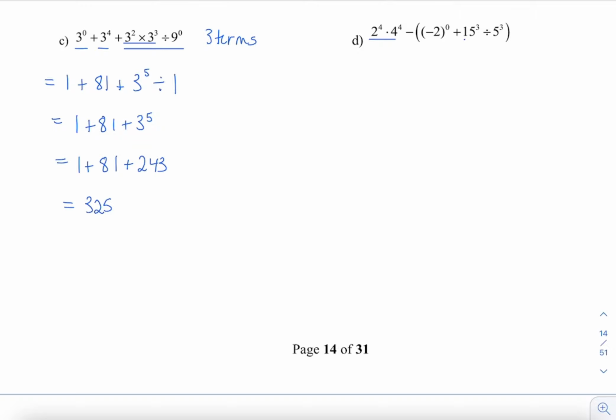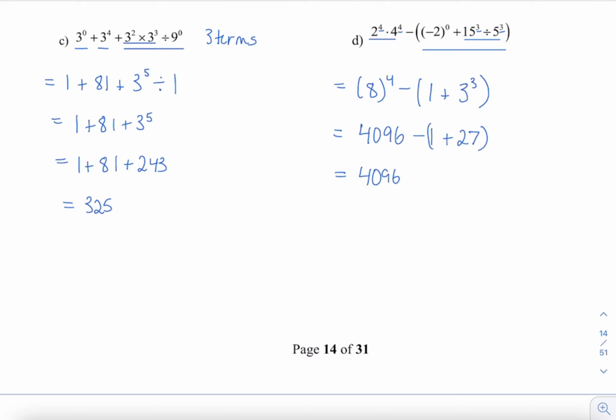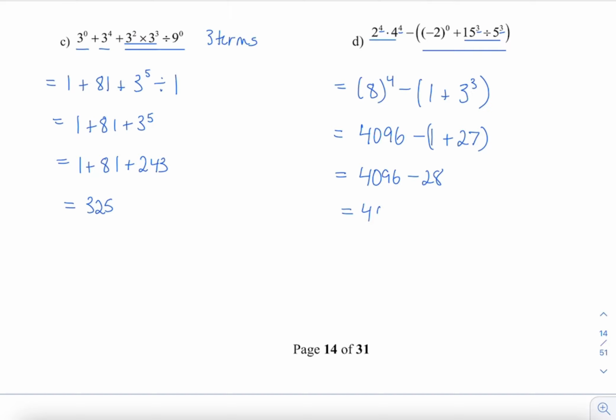All right. Here's a term. And then everything in this bracket is glued together. So I have the same exponents here, 4 and 4, so I can multiply the bases together. 8 to the power of 4, subtract -2 to the power of 0 is 1. And I have the same exponents again, so I can divide the 15 and the 5 to get 3 to the power of 3. 8 to the exponent 4 is 4,096 minus 1 plus 27. All right, that's 4,096, subtract 28. So we get 4,063.